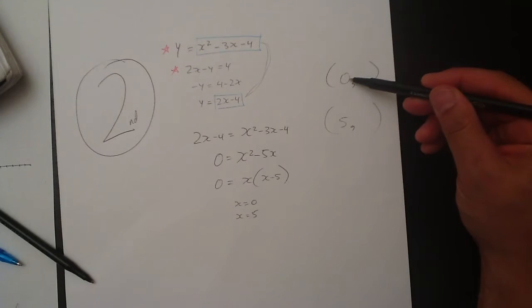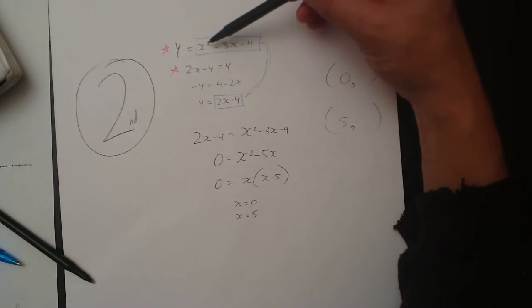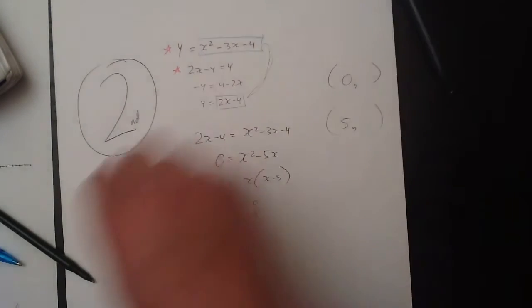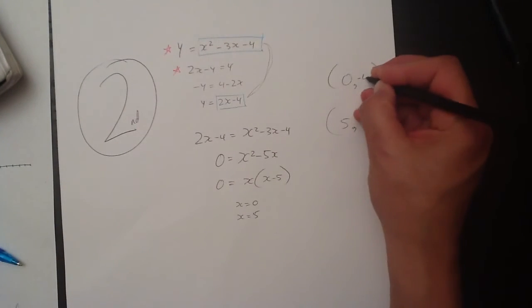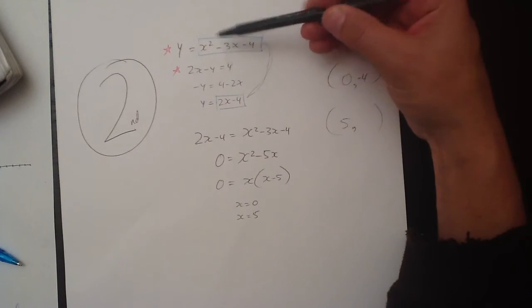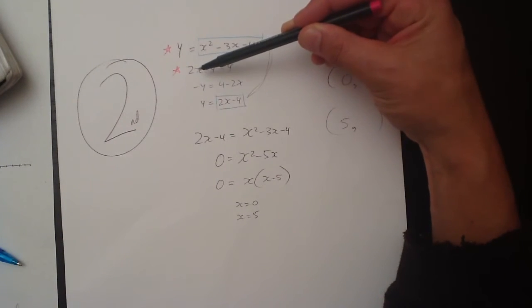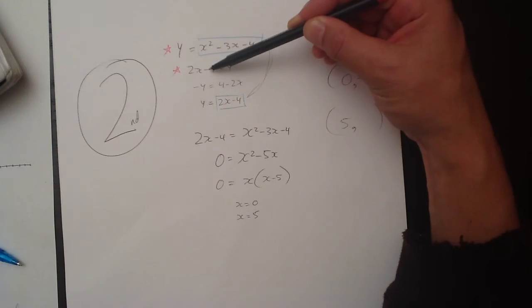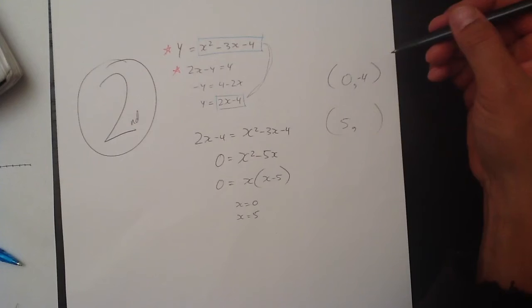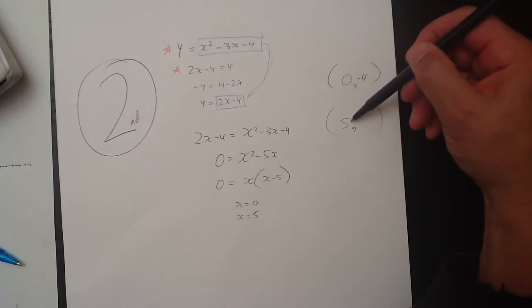So let's plug 0 into the top one. 0 squared minus 0 minus 4. Well, that tells us minus 4. Does that happen here too? Well, 2 times 0 is 0 minus 4 equals minus 4, and that's right. So that works fine. The next one, 5.